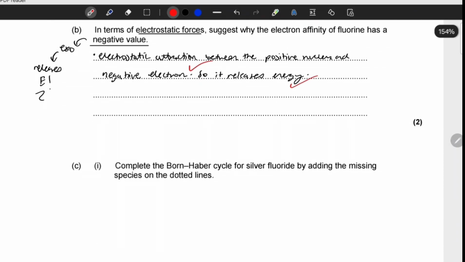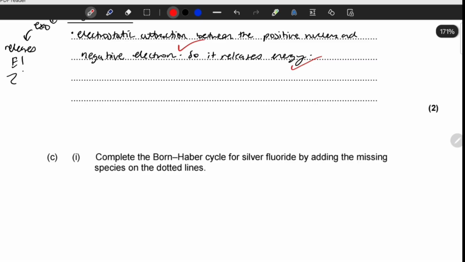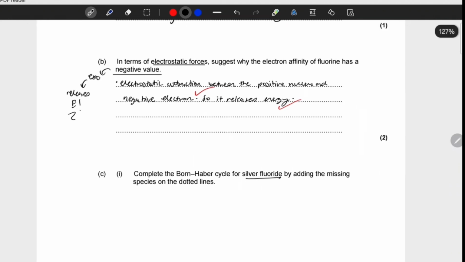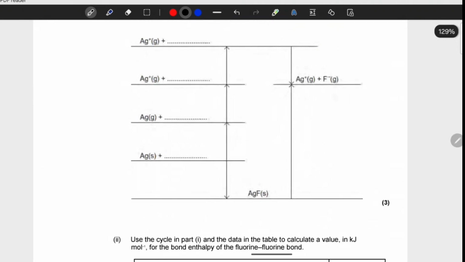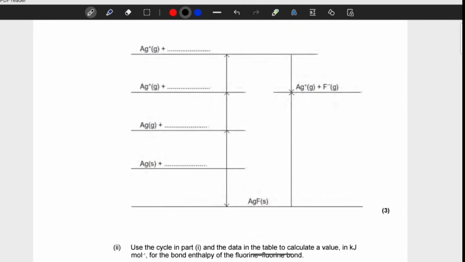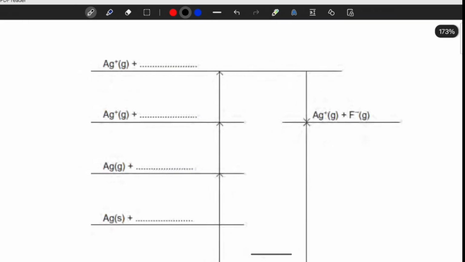Okay, next, complete the Born-Haber cycle for silver fluoride by adding the missing species on the dotted lines. Okay. So this is what we need to complete. So we have our end product. The end product is this. That's our end product that we want.